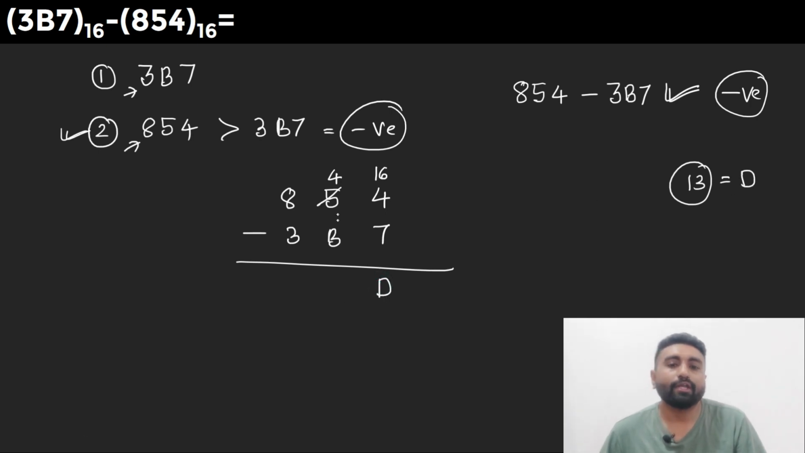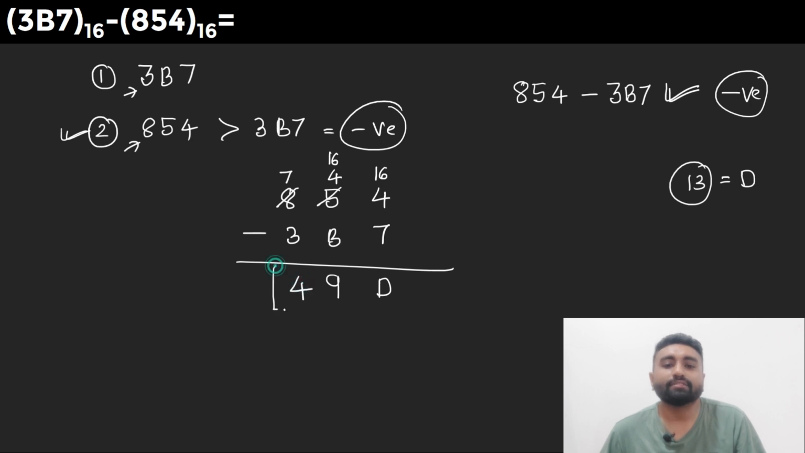4 minus B cannot happen, so again we will take a borrow from 7, and the borrow will be 16. 16 plus 4 will be how much? 20, and from 20 what are we subtracting? We are subtracting B. B means 11, so from 20 we subtract 11, so the answer will be 9, and from 7 if we subtract 3, the answer will be 4.